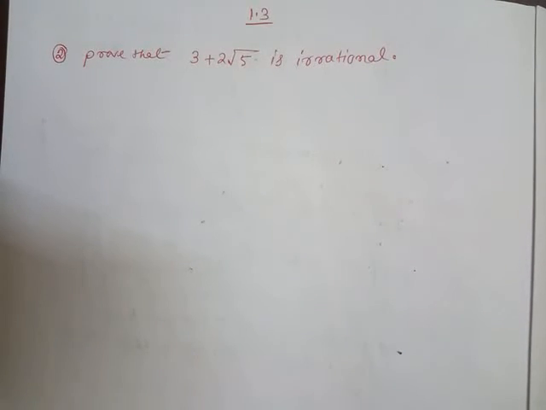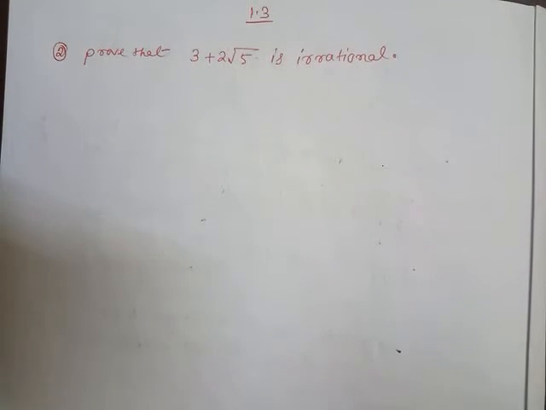Student, today you are going to solve exercise 1.3, class 10 general maths. Question number 2: Prove that 3 plus 2 root 5 is irrational. In my last video, I proved that root 5 is irrational, and today we are going to prove that 3 plus 2 root 5 is irrational. Now let's have a look at how to solve this one.